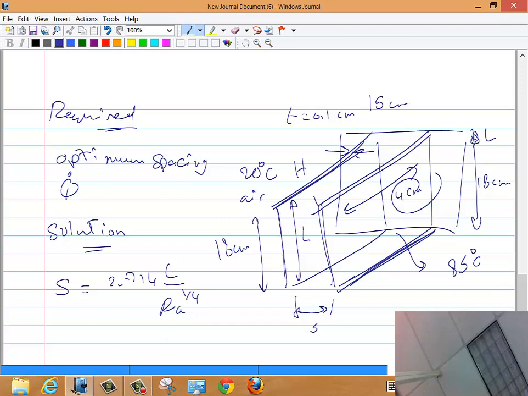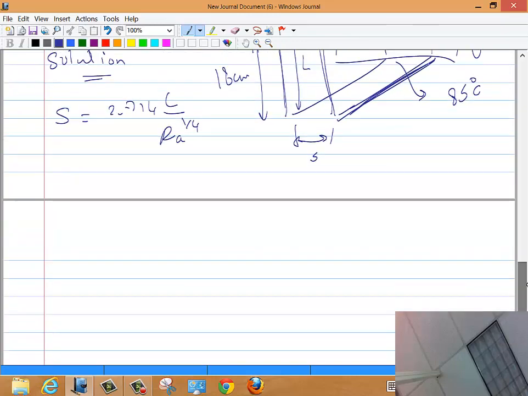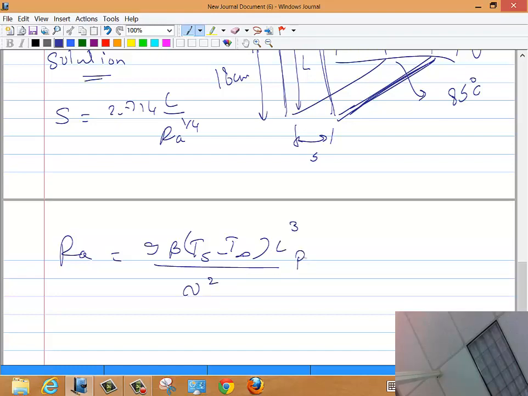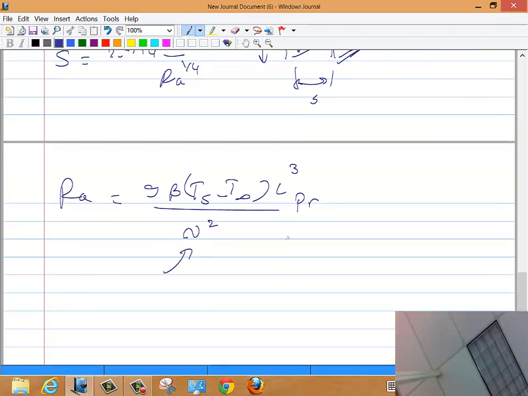And so to get the Rayleigh number, you need to get the Grashof number multiplied by the Prandtl number. And to get all those, you need a temperature to obtain all those properties. What temperature should we use? T film. So T film, that's Ts plus T infinity over 2, right?